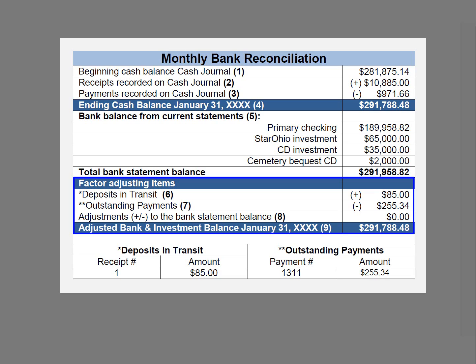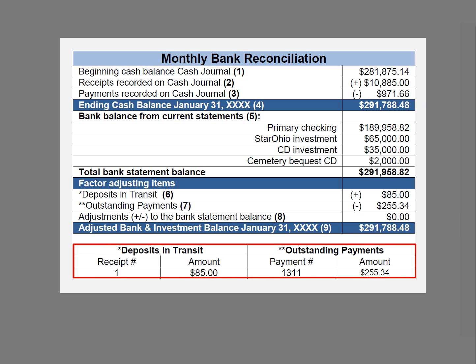And line number 8 would be only required if the bank made an error and is correcting your account in the current month. Line 9 is the adjusted statement balance, meaning we took all statement ending balances from Area 5, added or subtracted outstanding items or bank errors to arrive at the line 9 adjusted balance. If line 9 is the same as line 4, you are reconciled. If not, you must find and correct the mistakes.